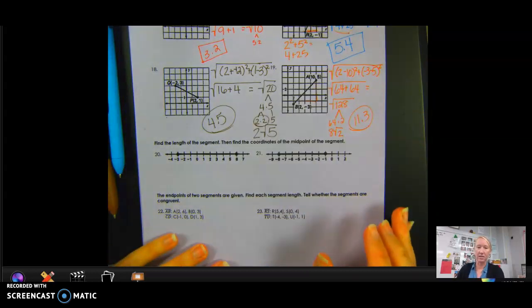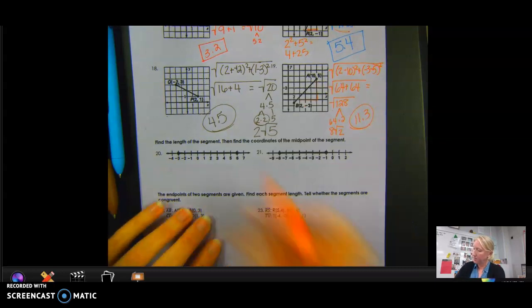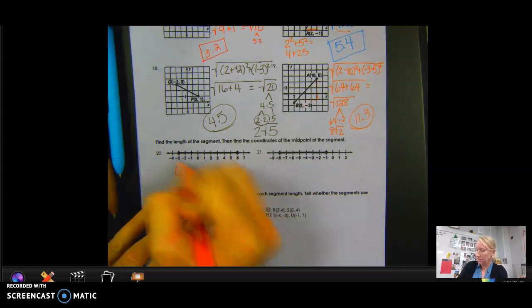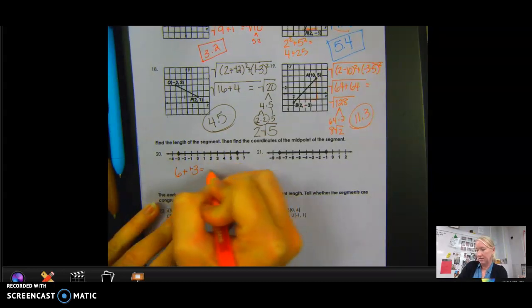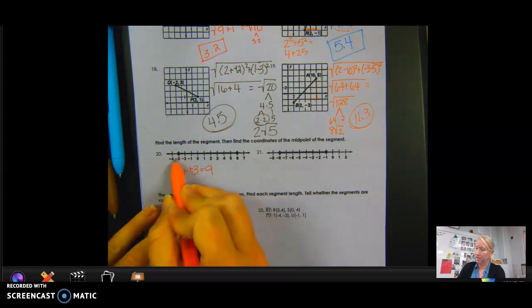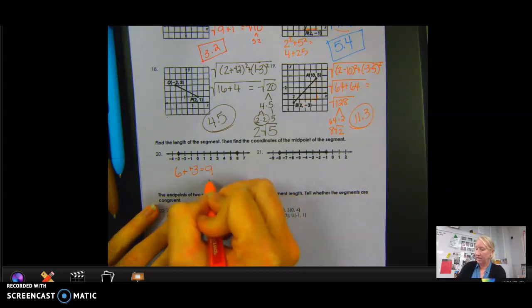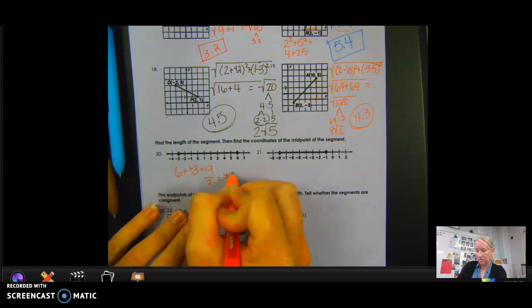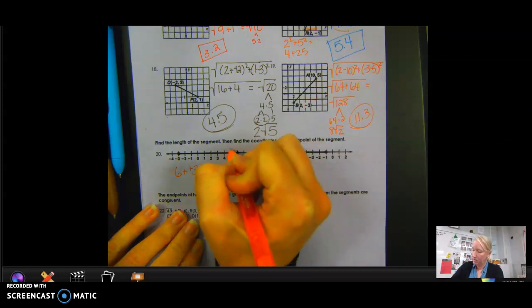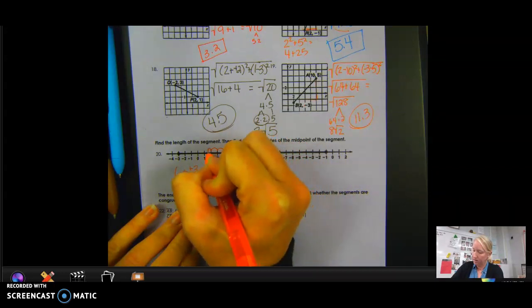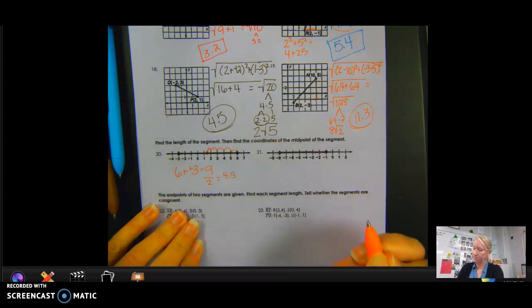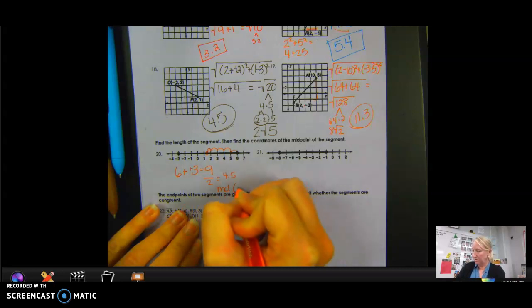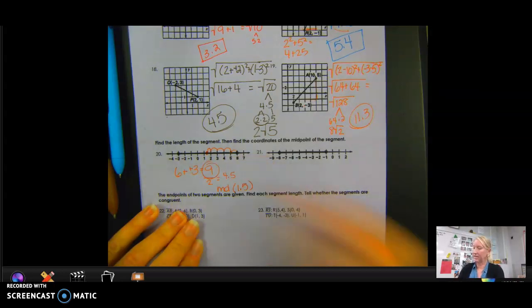Okay, find the length of the segment, then find the coordinate of the midpoint of the segment. So you take your last number minus your first number. 2 negatives make it positive, so the length is 9. If I'm going from negative 3 to positive 6. Half of 9 is 4.5. So to find the midpoint, I would go back 1, 2, 3, 4.5. So the midpoint is at 1.5. The length is 9.